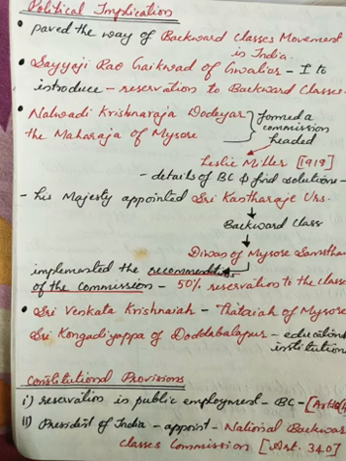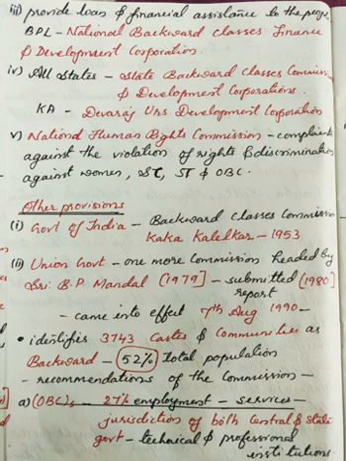Constitutional provisions. Number 1. The Constitution of India provides reservation in public employment in favor of any backward classes under Article 16(4). Number 2. According to Article 340, the President of India is authorized to appoint a National Backward Class Commission. Number 3. To provide loan and financial assistance to the people of other castes who are below the poverty line, the National Backward Class Finance and Development Corporation is formed.